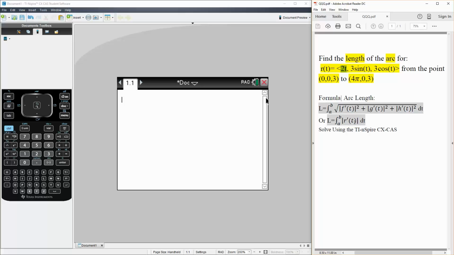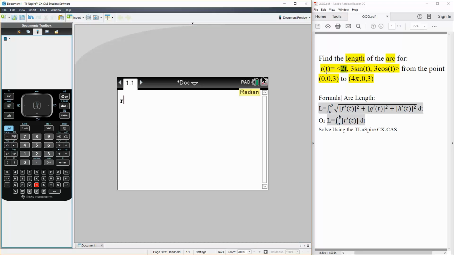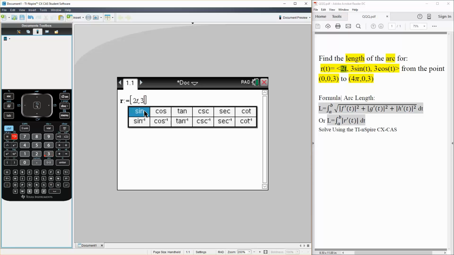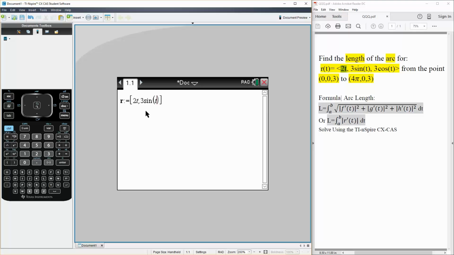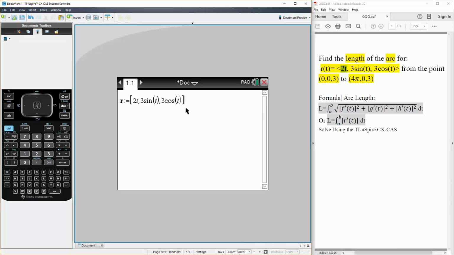And now we need to calculate the derivative of r(t) and then get the magnitude. So let's do that. First we will write what we have for r. So we can say r is defined as, we use square brackets to represent vectors, 2t, 3 sine t, 3 cosine t, like this. So this is what we have currently.